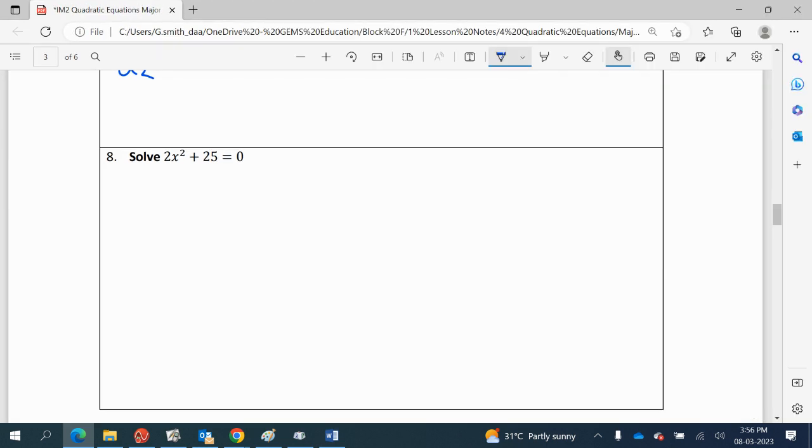Solve the equation. Let's rearrange. Just minus 25, x squared is equal to minus 12.5. And we see here that we've got a square root of a negative number when you want to solve this one. So at that point, I can just say no real solutions.